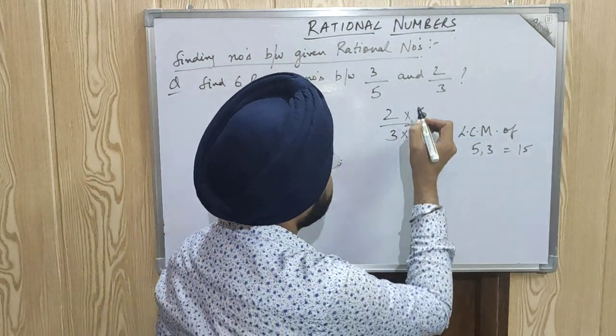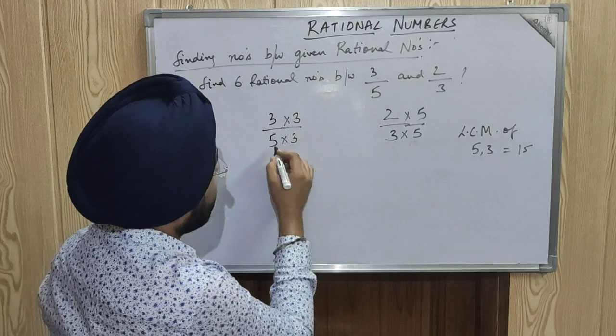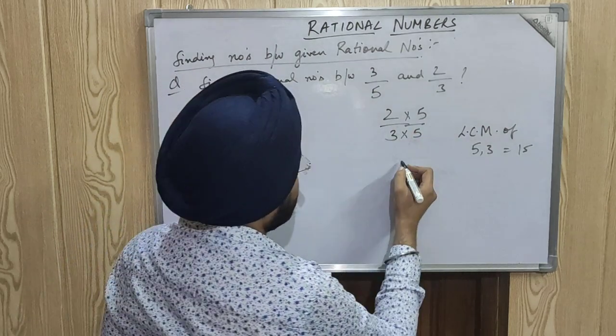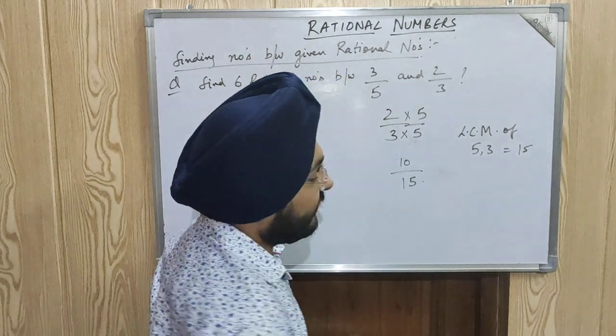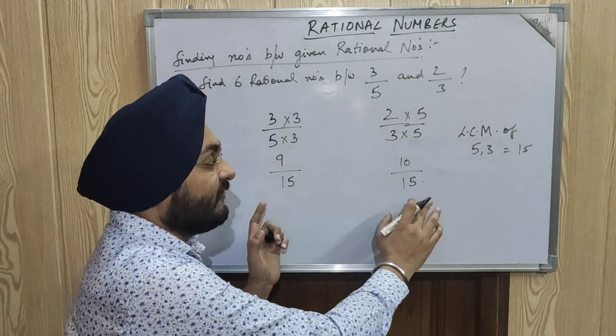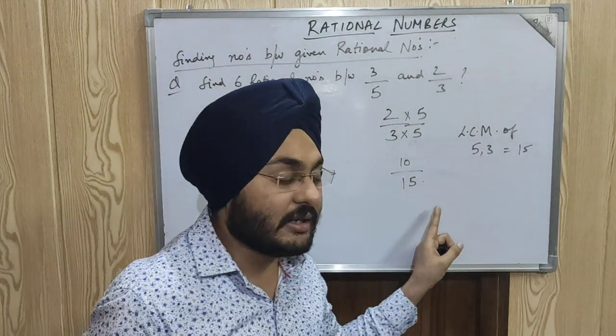Same case here. So now 3 into 3 will become what? 9 and 5 into 3 will become what? 15. So here also 10 by 15. So now first step we have done with. We have made the denominators same.